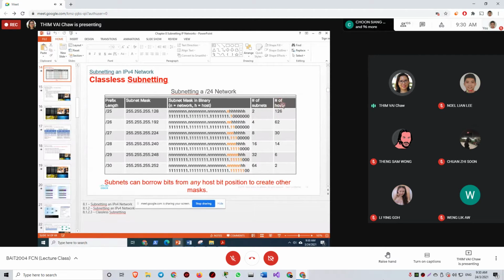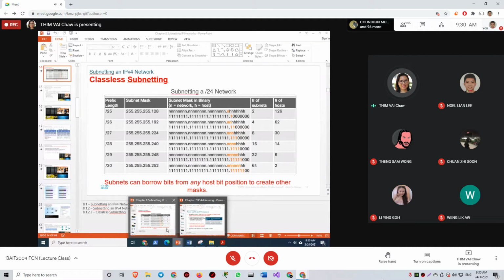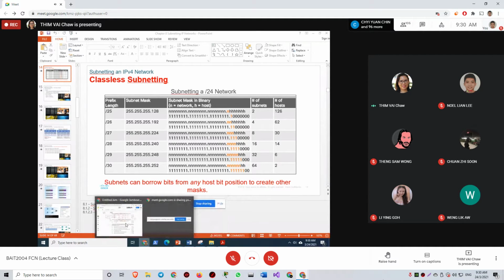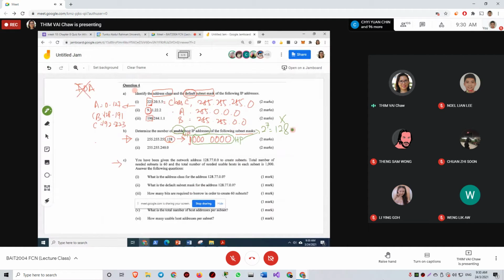The number of PCs that you can have in your subnet is equivalent to the number of usable host addresses that you can assign to the PCs. So even though the terms are different, they refer to the same thing. Therefore, we need to minus 2. You will get 126.